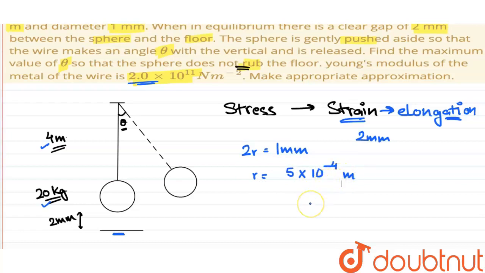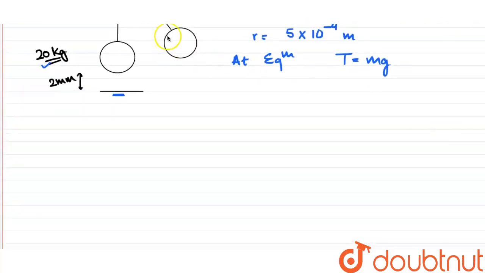Okay. Now, we know at equilibrium, we know that T equals mg. Tension in the string will be equal to force due to gravity acting on the mass. Okay. Now, we know this is the situation at equilibrium. So, let's move forward. Okay. When it moves at an angle theta and is released, the tension at the lowest point.